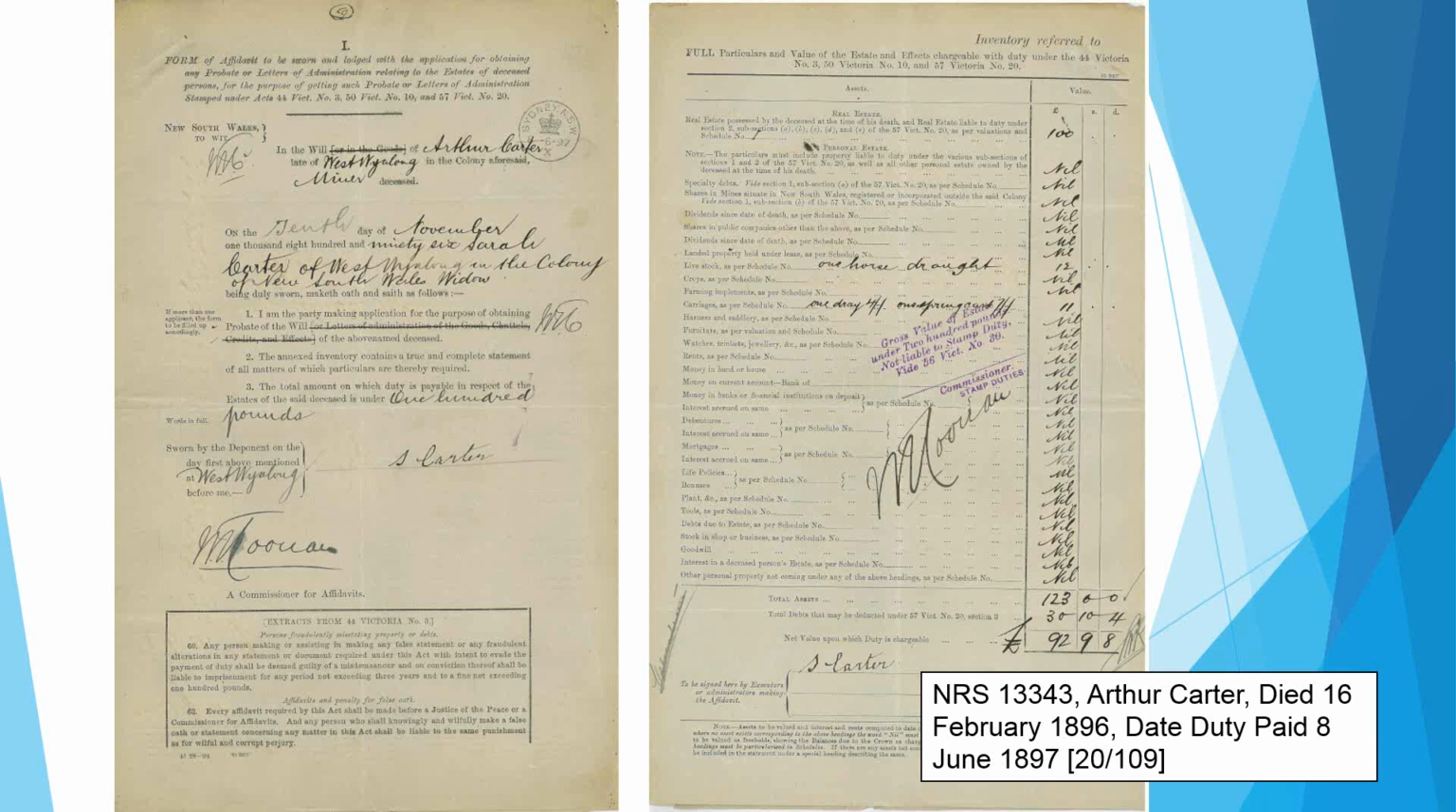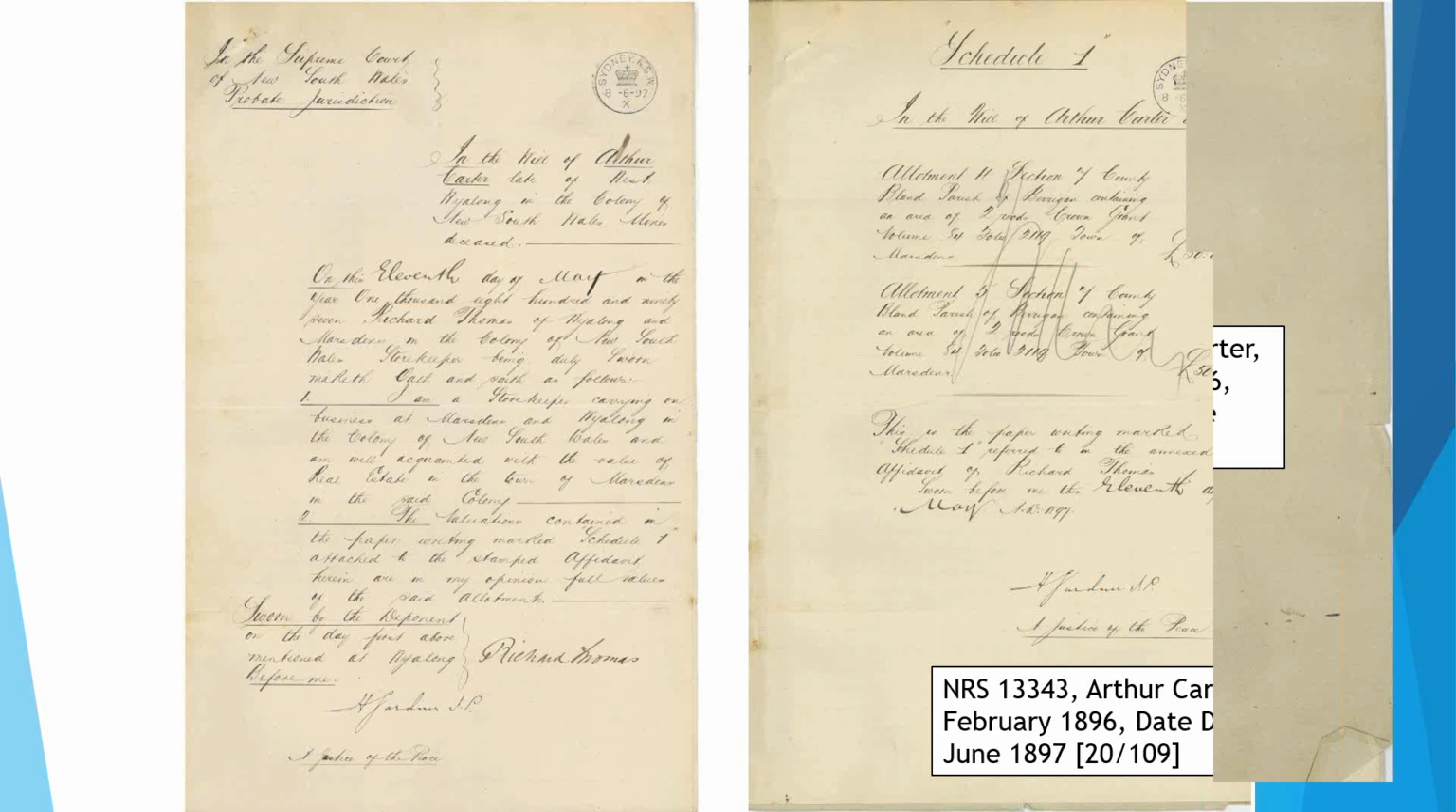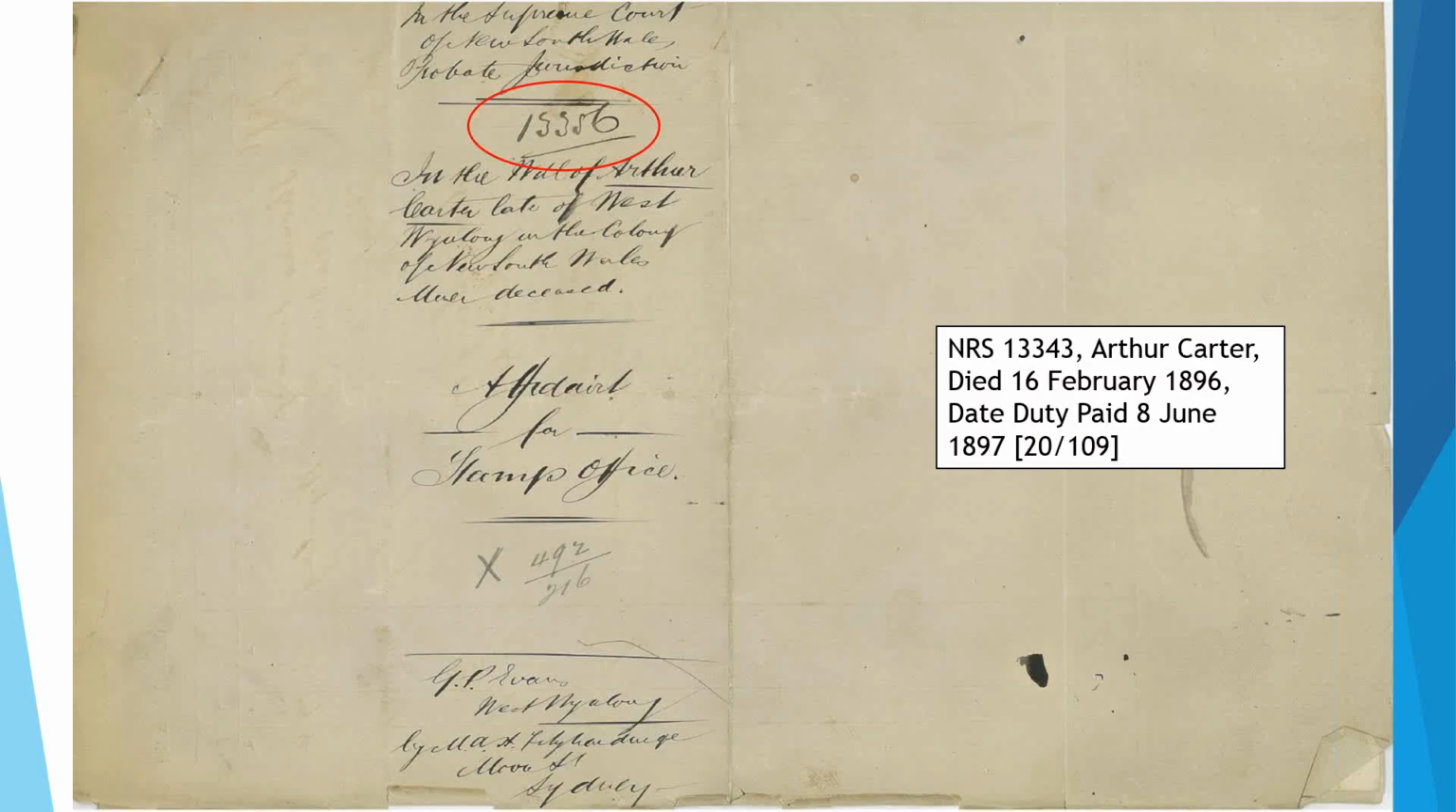And moving through the file there, we can see, when it pops up on your screens, that we've also got a valuation of his real estate. So he had some allotments in the town of Berrigan, or parish of Berrigan, sorry. And on the back of the form, this is the very back of the deceased estate file, I've circled the probate number in red. So if I looked up Series 4 13356, I would see Arthur Carter's probate packet as well.